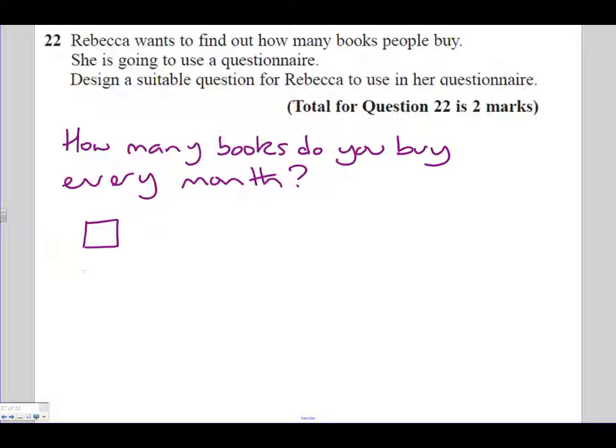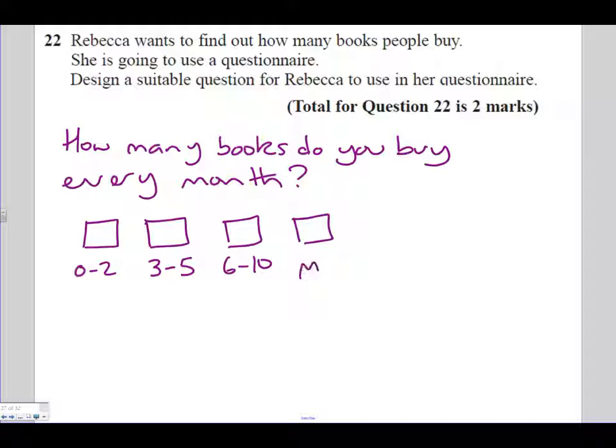So 0 to 2 books, 3 to 5 books, 6 to 10 books, and more than 10. Now it's important that your selections don't overlap and that you have sensible amounts to give you the information that you need for whatever you're going to use the data for.